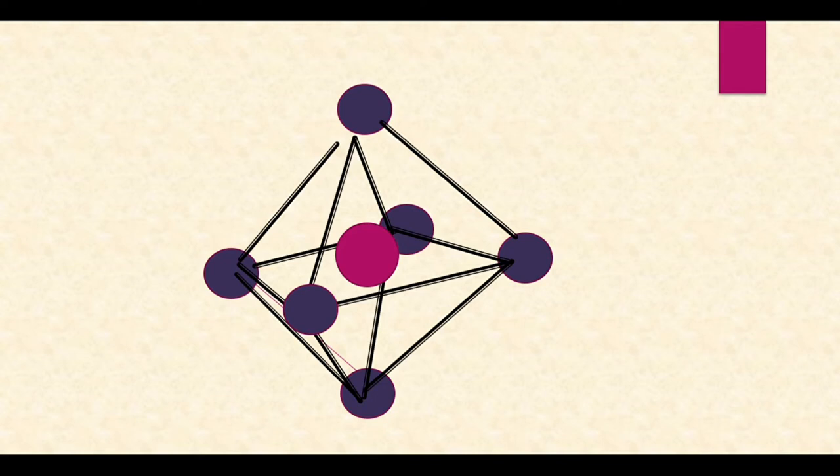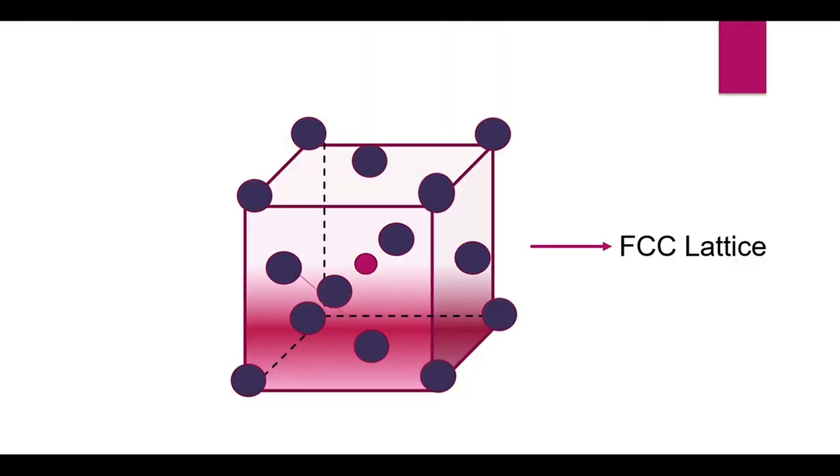Now what about the other 3? So the other 3 positions are from the edge centered positions. These edge centered positions are actually the octahedral positions of the FCC lattice. Now how is it possible?